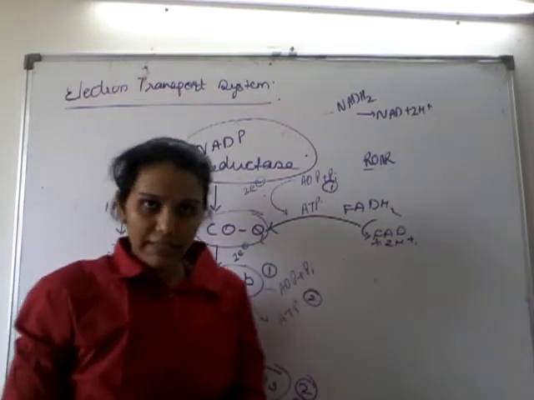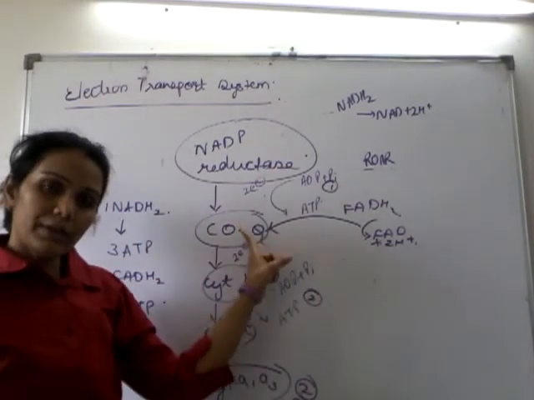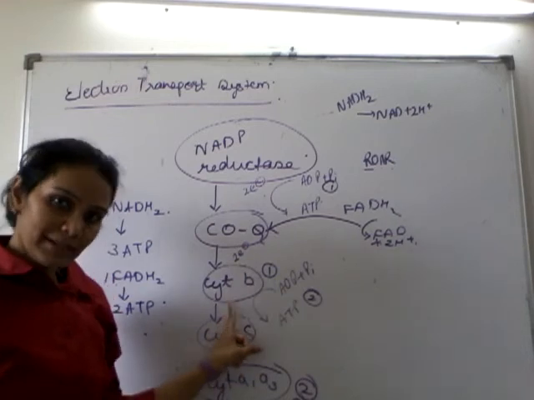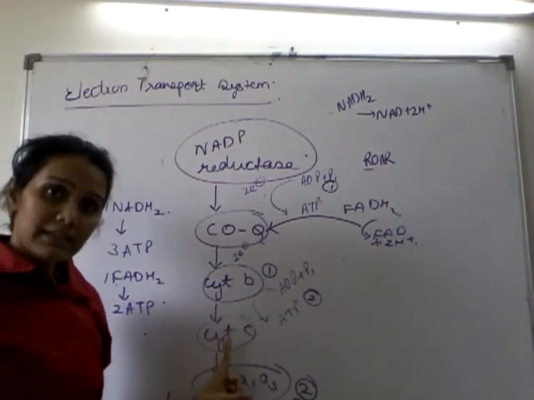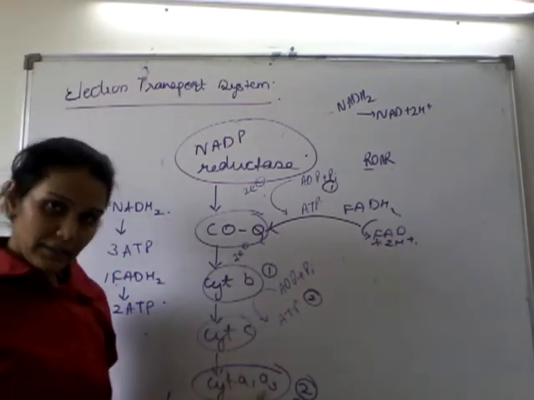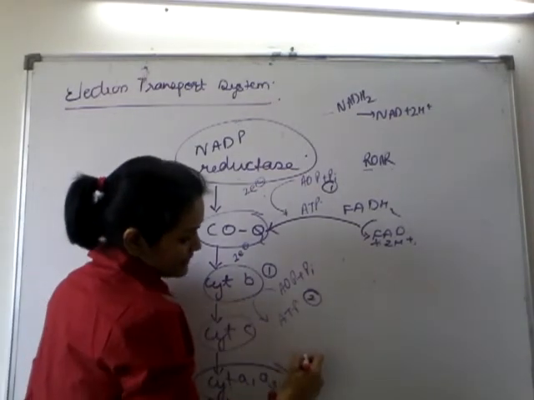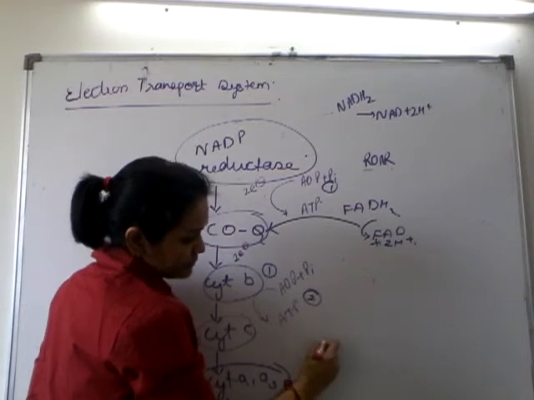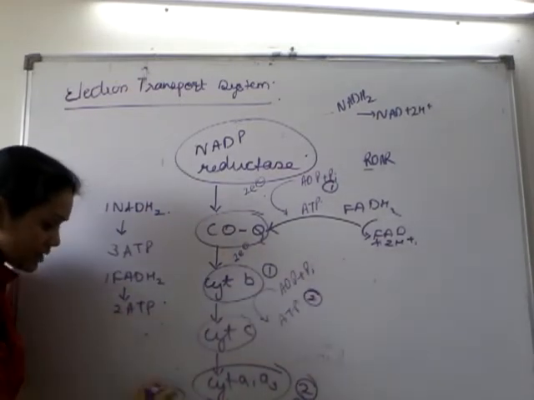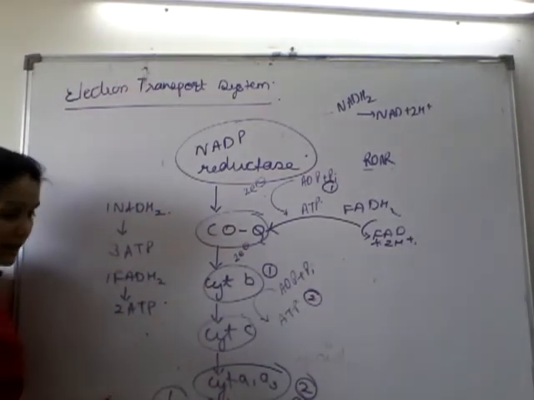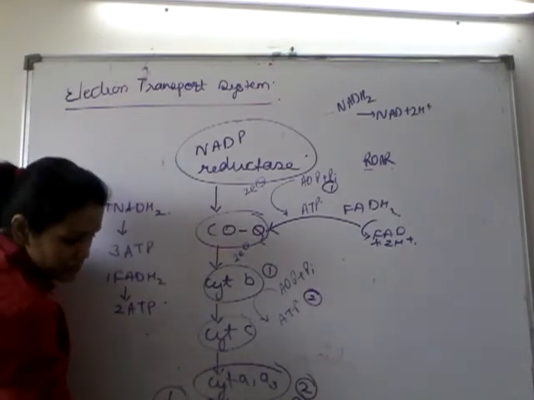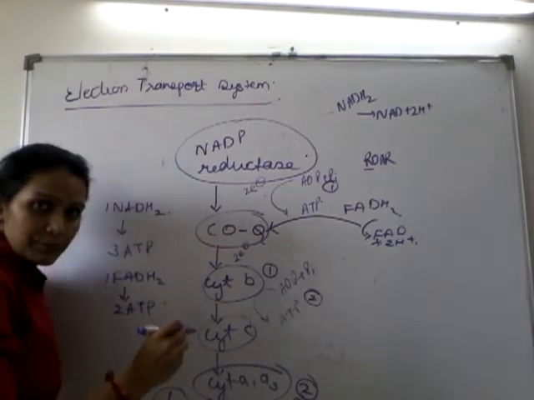The sequence of the chain is NADH reductase, coenzyme Q, cytochrome B, C1, C, A, A3. A3 is called cytochrome oxidase, and here cyanide is the inhibitor. The terminal electron acceptor of the chain is oxygen, and it results in the formation of 1 water molecule.